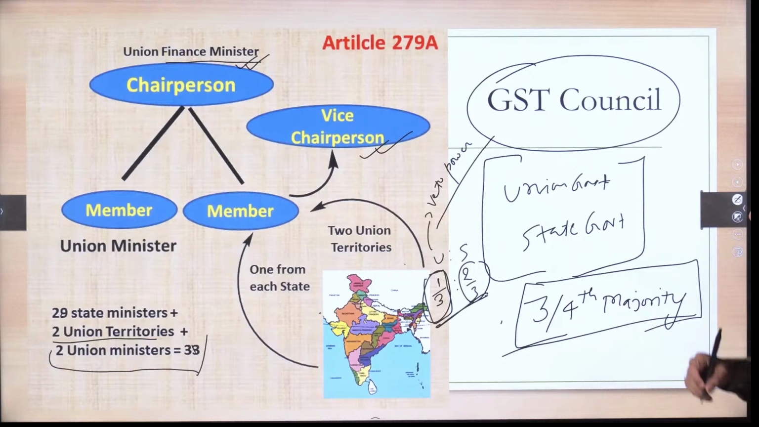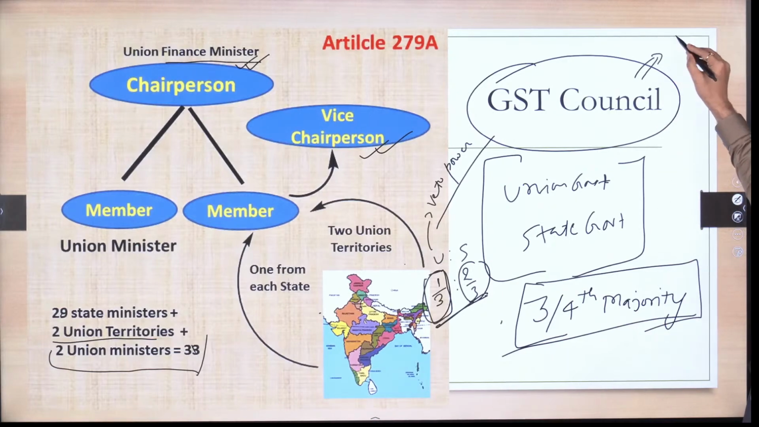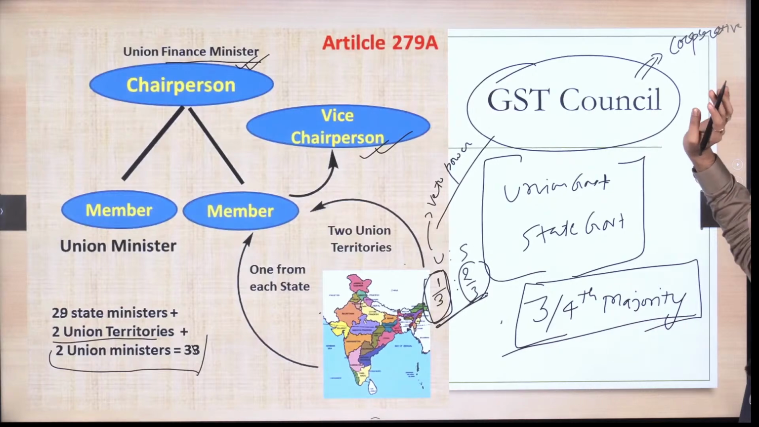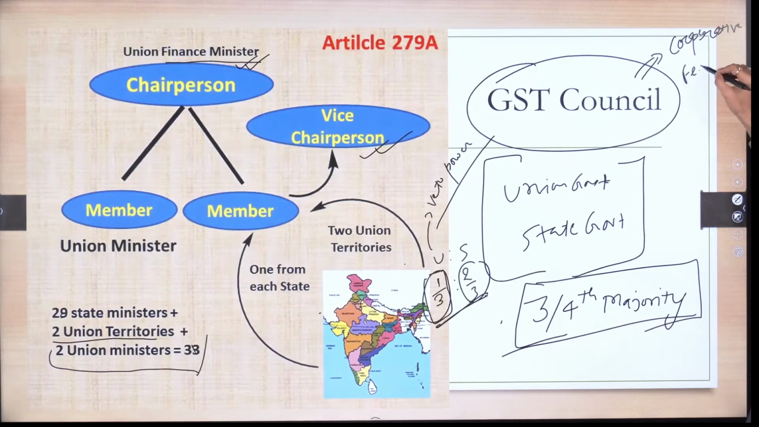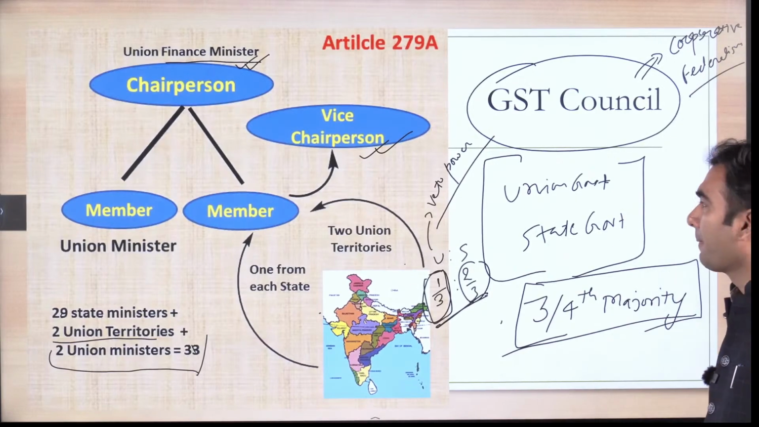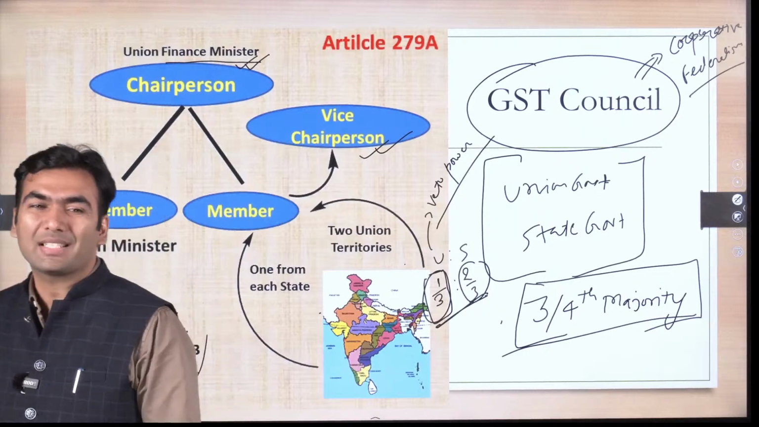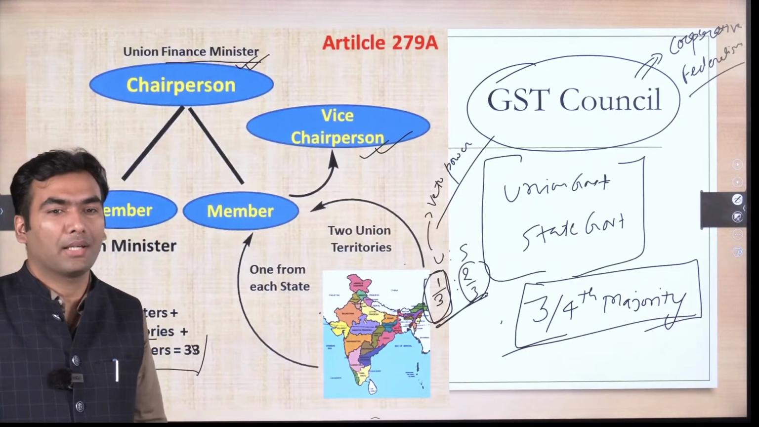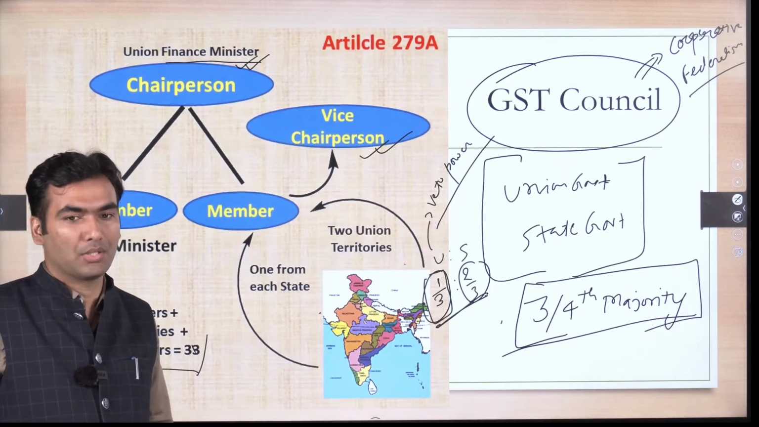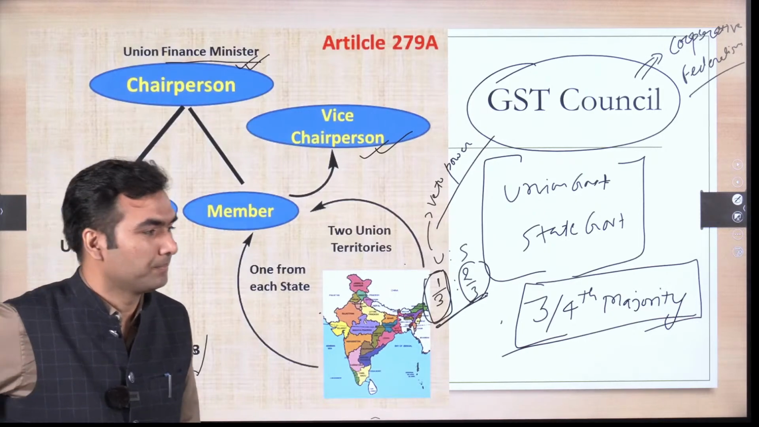So that's why this is also an example. In the next class, I will teach you in detail what cooperative federalism is. This is an example of cooperative federalism where the center and states are cooperating. I am just giving a passing reference here, because the center and states have to come together and cooperate with each other for any decision to be taken with respect to GST. Clear?